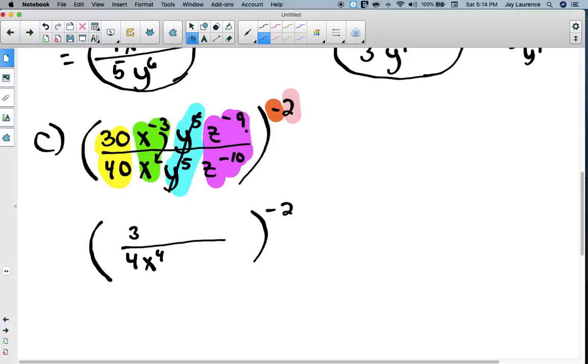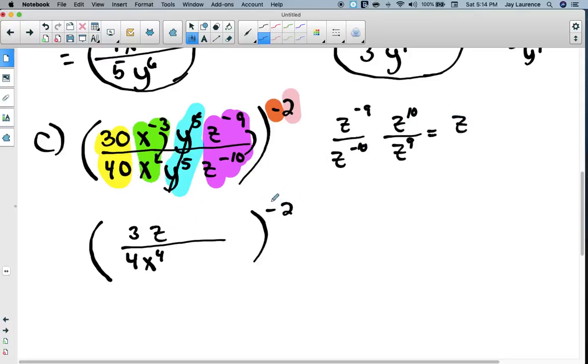Now these guys are going to flip positions. The z to the negative 9th is going to need to go to the denominator. Why? Because of the negative exponent. But the z to the negative 10th is going to move to the numerator. Why? Because of the negative exponent. I need the reciprocal. And then when they cancel out, I'm going to have a z to the 1st left in the numerator. Okay, so now that's been simplified.